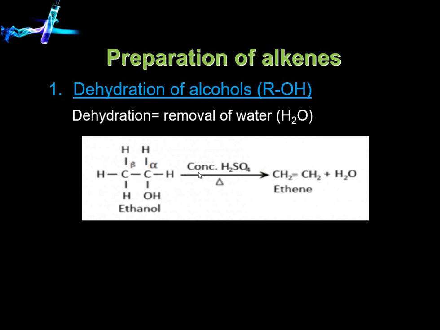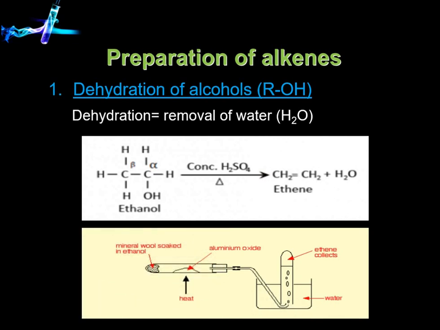This will be done in the presence of concentrated sulfuric acid or upon heating as well. The simple process can be shown in this diagram, where aluminium oxide is being utilized as a catalyst. There can be various catalysts utilized in this process: aluminium oxide, alumina, concentrated sulfuric acid, or P2O5. All these are dehydrating agents, so they can be utilized.